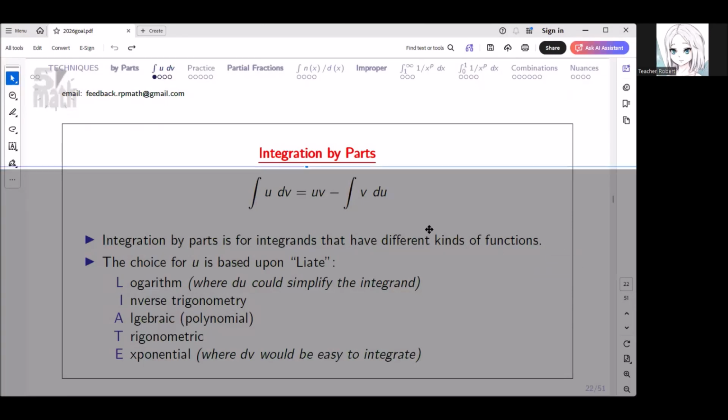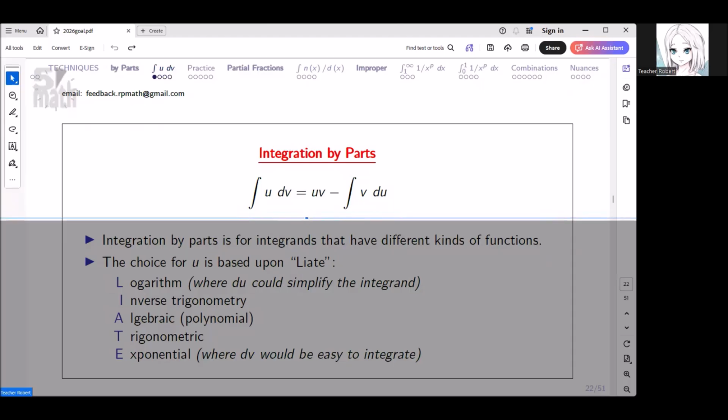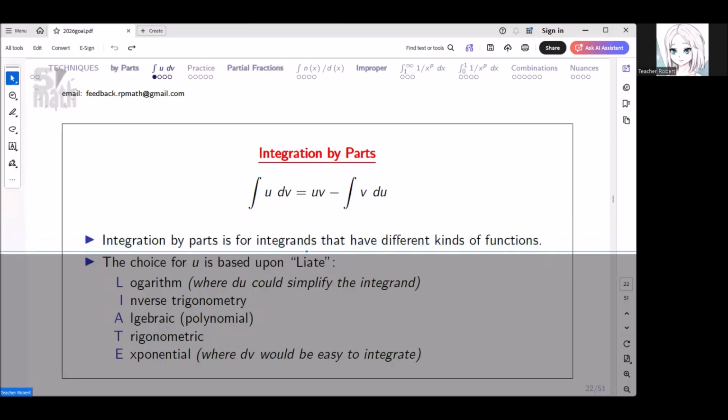Integration by parts. Integral u dv equals uv minus integral v du. Integration by parts is for integrands that have different kinds of functions.